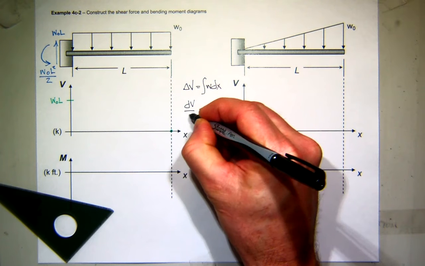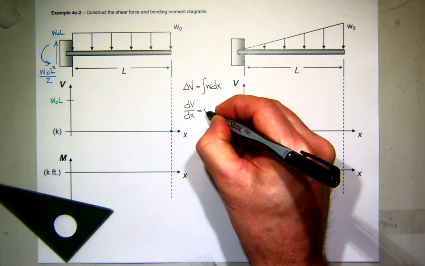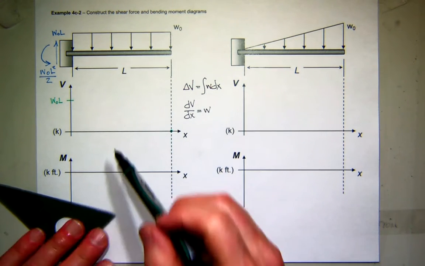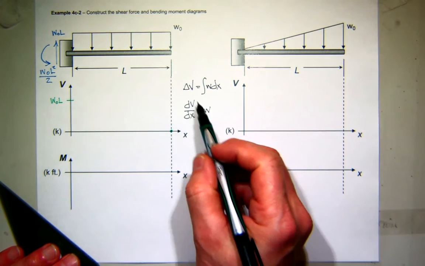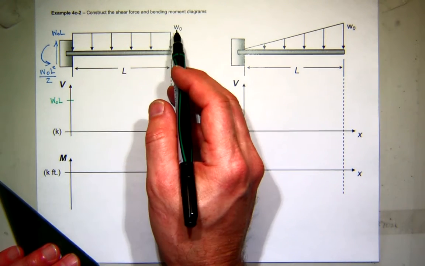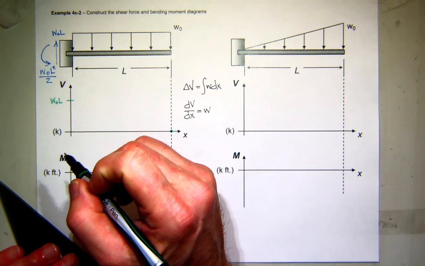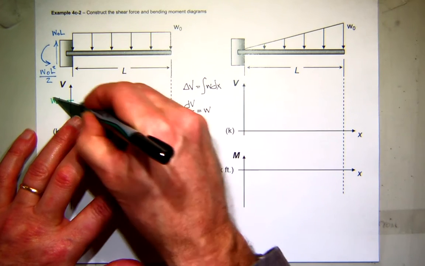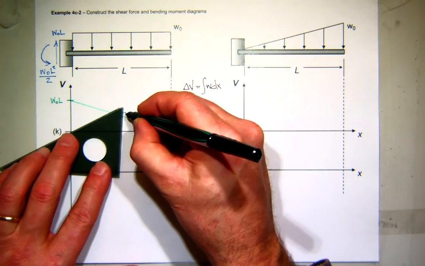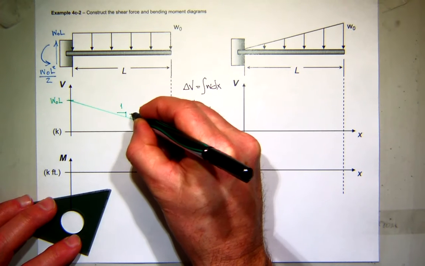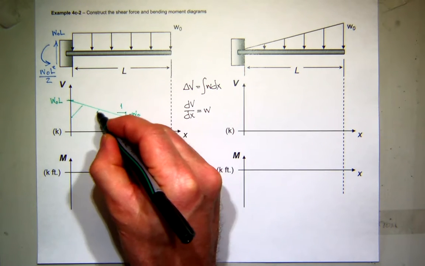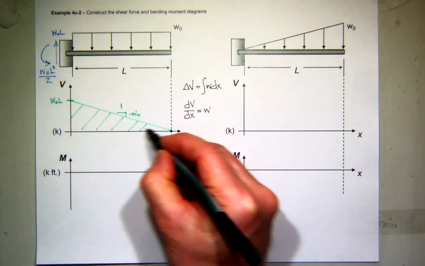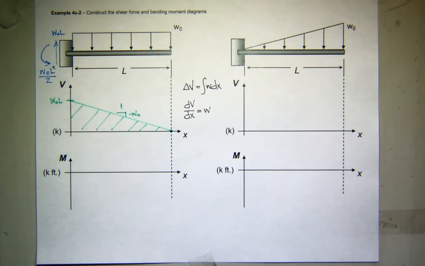The slope of the shear diagram is equal to the value of the loading everywhere. Well, my loading is constant, so I'm going to have a constant slope. It has a value of W naught, and is it positive or negative? It's negative. So here's a negative slope between those 2 points that's constant. In fact, again, if you did the slope, you would get negative W naught is the slope. So there's your shear diagram. Okay?